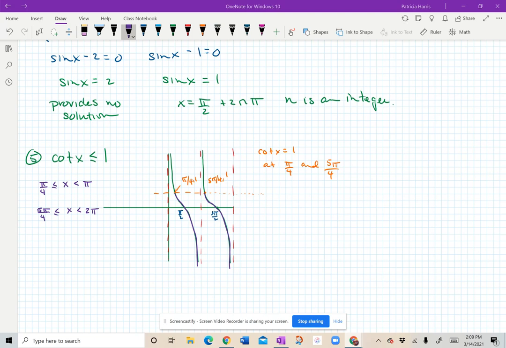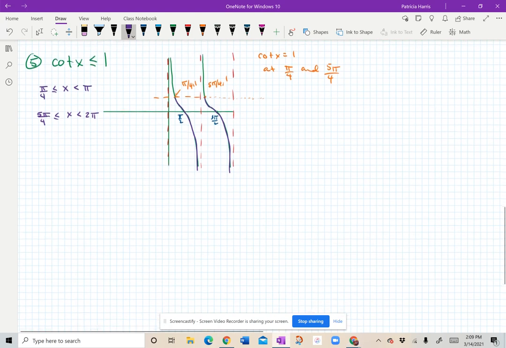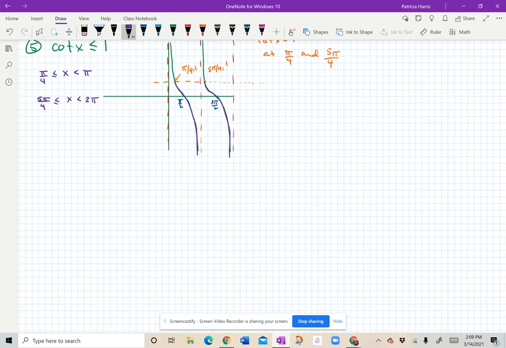So the next two have to do with graphing. What I'm going to do is quickly switch to Desmos. Let me write down the questions for you. Number 6, we're going to solve 2 secant squared x less than or equal to tangent squared x. And the next one, number 7, is 2 sine x cosine x less than or equal to 1.